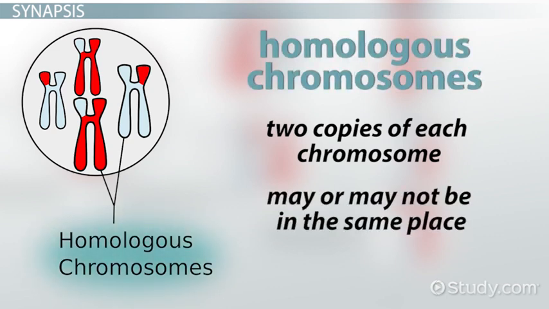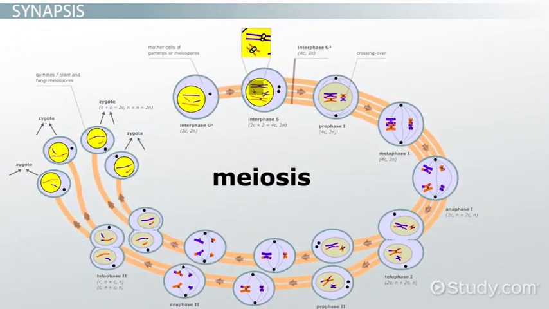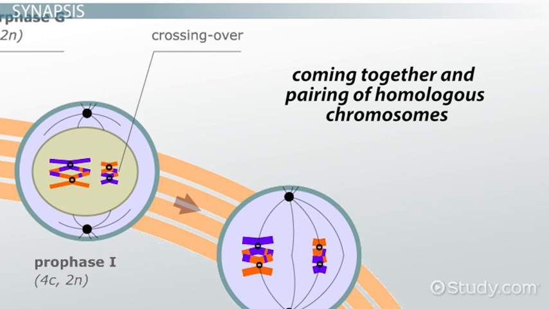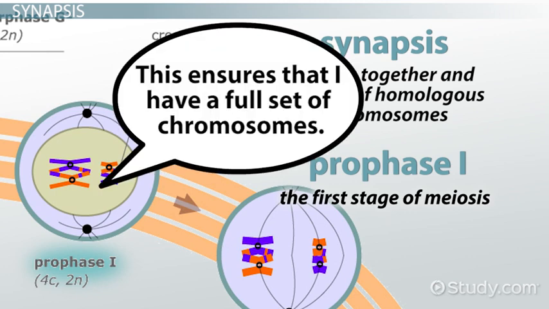The homologous chromosomes may or may not be in the same place in the cell when it is time for meiosis to start. It is imperative that the homologous chromosomes get together prior to the cell dividing in meiosis. The coming together and pairing of homologous chromosomes is referred to as synapsis. Synapsis takes place during prophase 1, or the first stage of meiosis. It helps to ensure that each cell created when the cell divides has a full set of chromosomes.